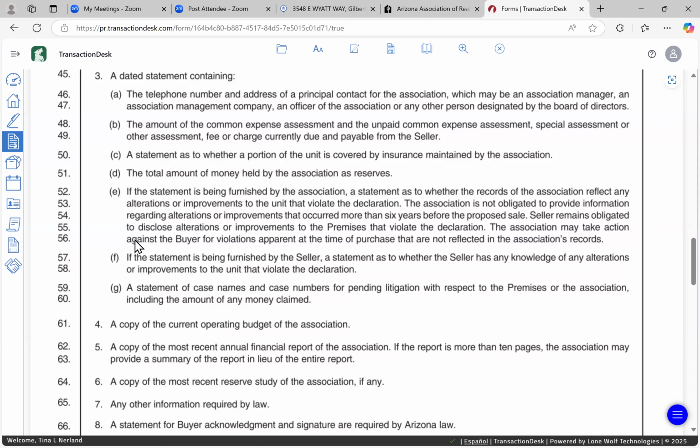Fines or penalties, something wrong. Maybe they're doing something wrong. Can't think of the word. Violations. Thank you.